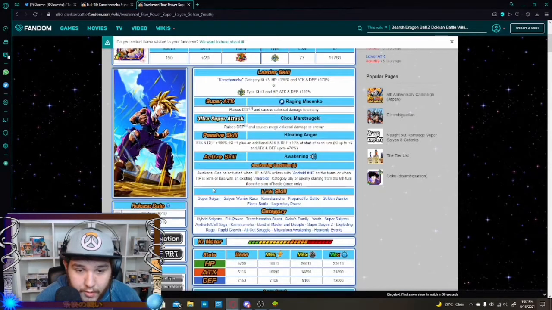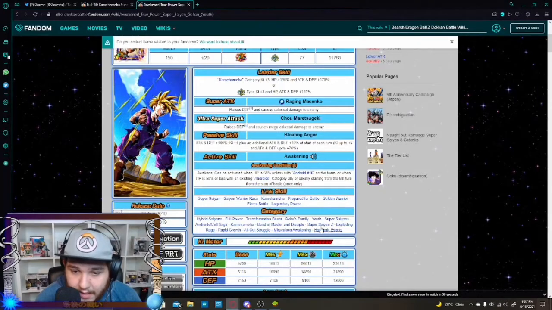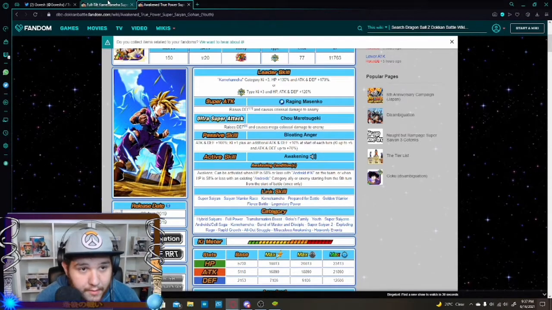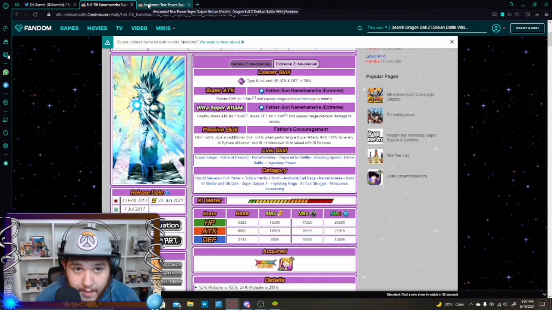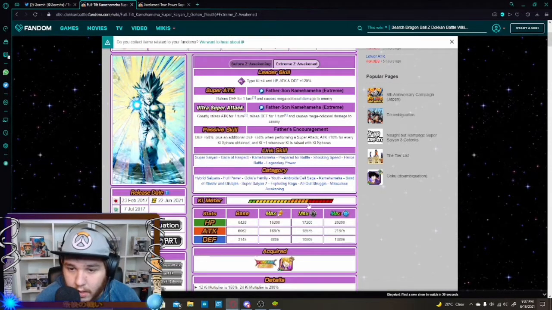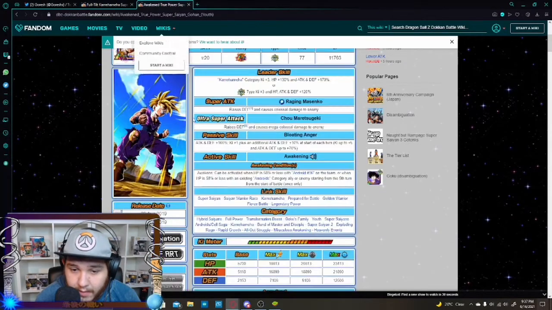Look, Super Saiyan, Gaze of Respect, this is a really important one. It doesn't have the same. It has Saiyan Warrior Race. Okay, then Kamehameha, Prepare for Battle, Golden Warrior. It is Shocking Speed, Fierce Battle and Legendary Power.